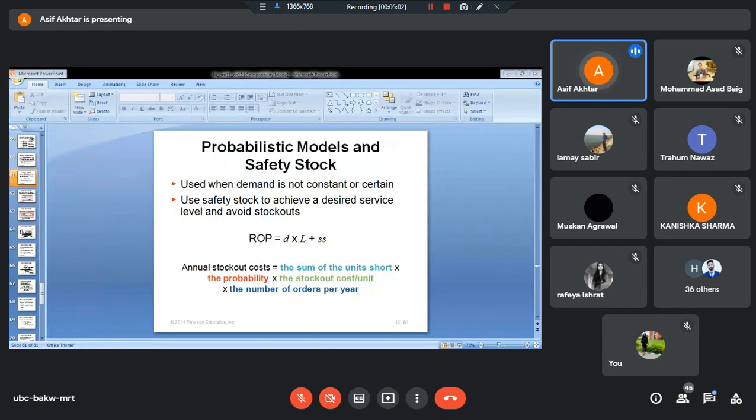So this plus SS is nothing but what we call safety stock. So we have a new term, safety stock. What is the safety stock? The safety stock is an extra amount that we always keep so that we can mitigate any fluctuation in the demand.